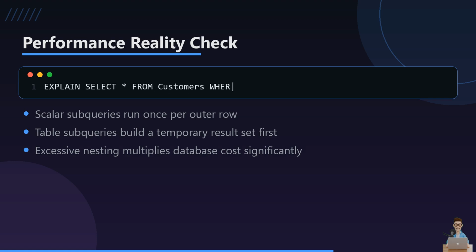So here is the trick. Know how the engine processes these differently. A scalar subquery runs its inner part for every single outer row, which adds up fast. A table subquery builds a temporary set first, which uses more memory but fewer repeated passes. The diagram shows where execution time spikes if you go too deep. In short, nested logic multiplies database cost significantly.